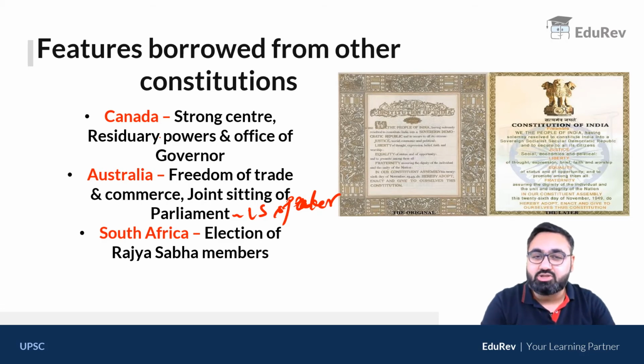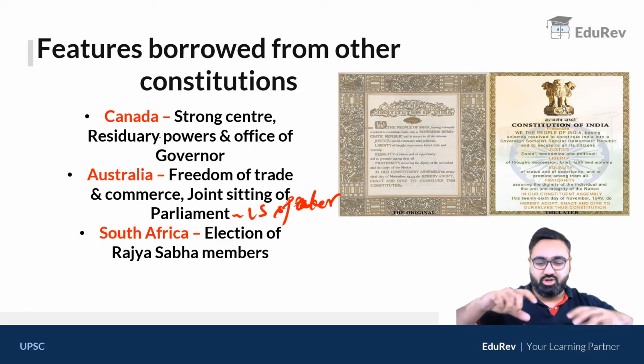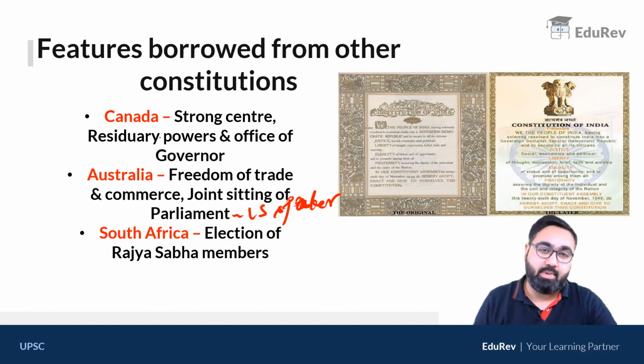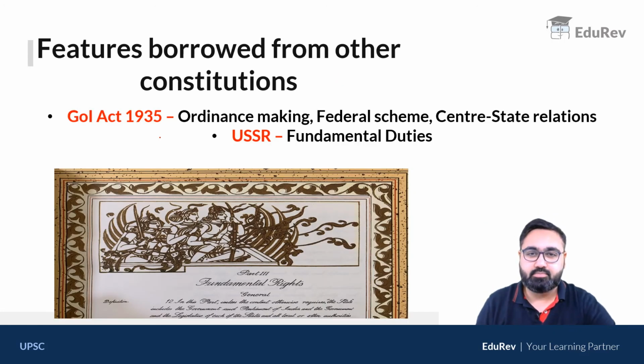From South Africa also we took something. We took the election of the Rajya Sabha members. As you know, in Rajya Sabha, members are elected from the respective state legislative assemblies. So the MLAs of the state vote and decide who shall be the Rajya Sabha member from our state.